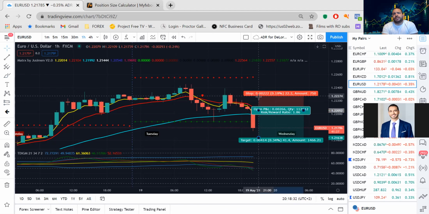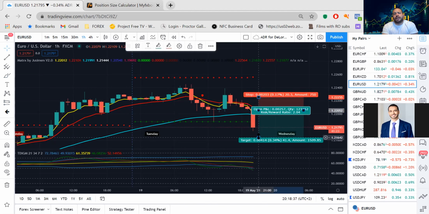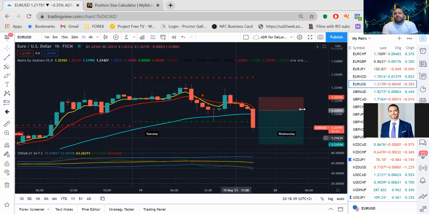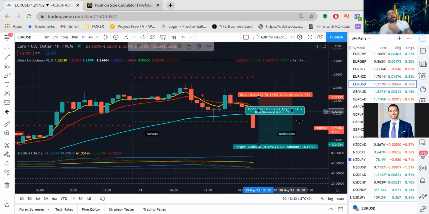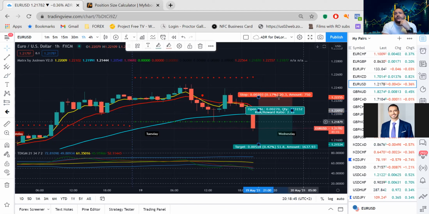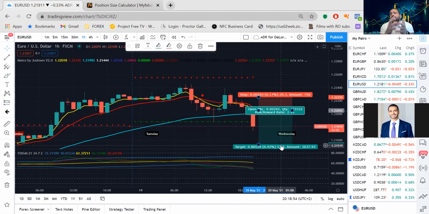So in this case, we said we're going to have a 20 pip stop loss, more or less, there, and a 40, whatever. Let's make it 50 pip take profit. So take a look at the screen. I now know that my stop loss is 20.3 pips. I also know that my take profit is 51.8 pips. What does this mean? Well, this means that I stand to make over double what I'm prepared to lose.